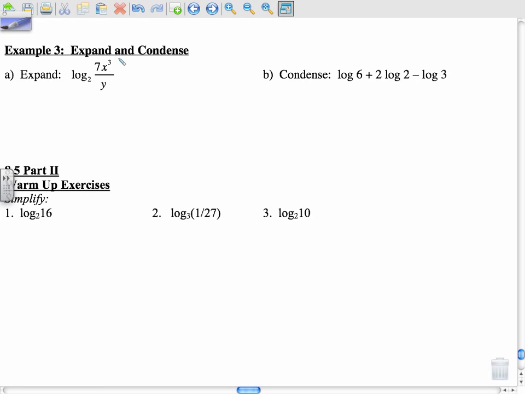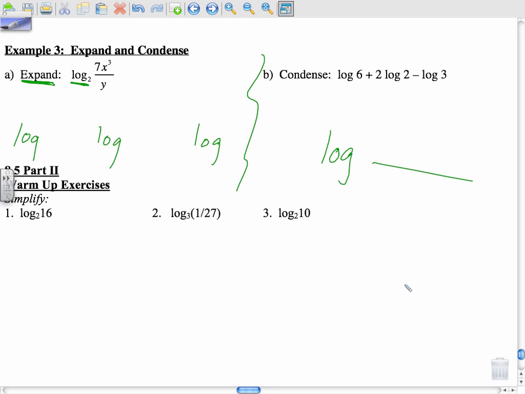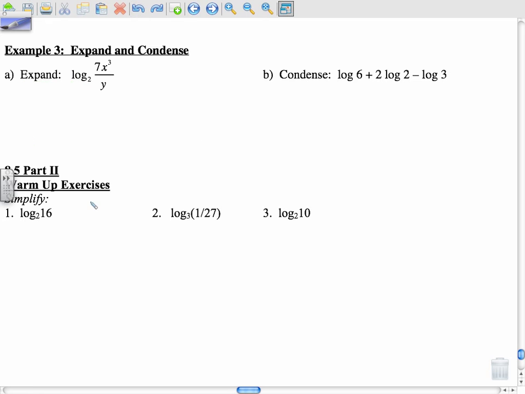All right, here we are in example 3, expanding and condensing. Now we're throwing some variables into this. Expanding means it's going to give you one logarithm like this, and it's your job to split this into several logarithms. Condensing means I'm going to put all of these under one logarithm. So expanding means you're going to end up with log and another log and a log, and you're going to have a bunch of logs. Condensing means at the very end you're just going to have one log. That's the difference between expanding and condensing.